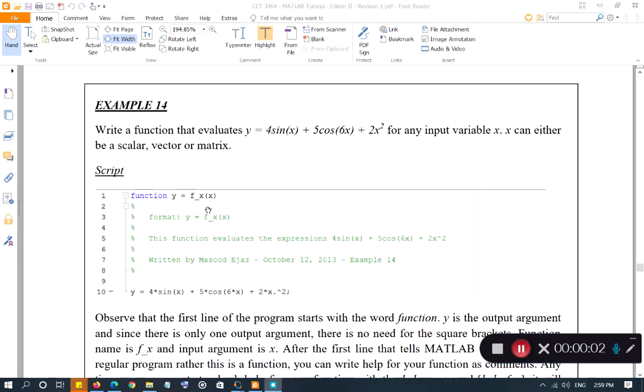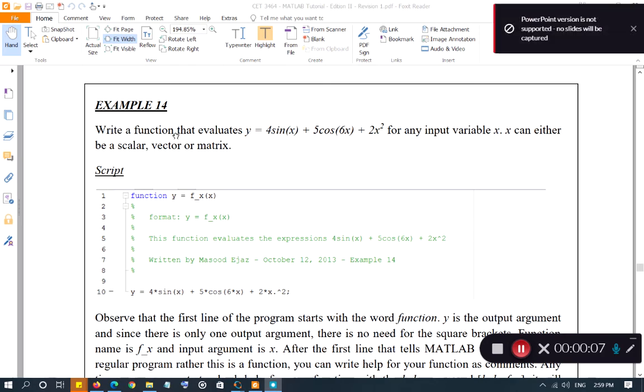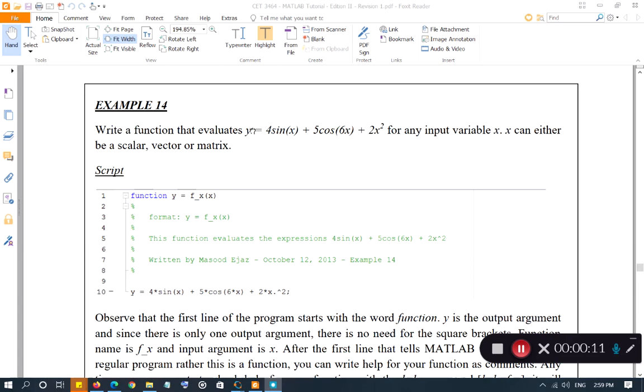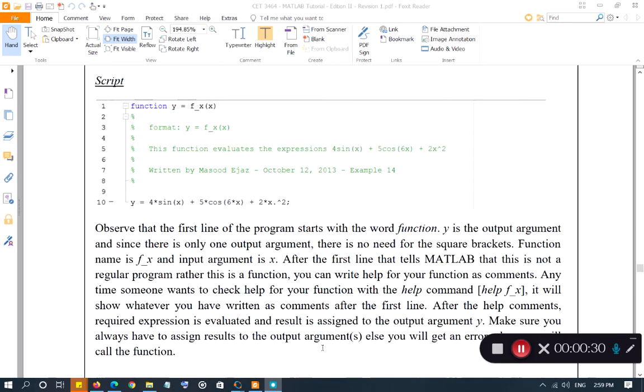Let's look at examples from the tutorial, and then I'm going to go over the exercises as well. So the first example is like what I showed you earlier in the functions video. In this example, basically you have this equation that you want to evaluate using a function. So it's pretty much the same thing as I discussed with you earlier.